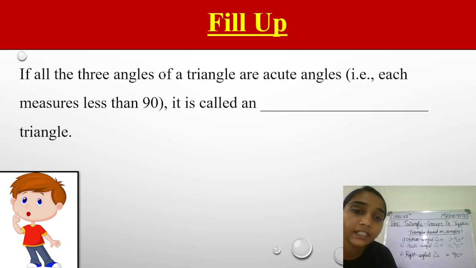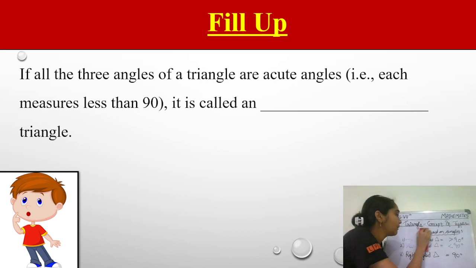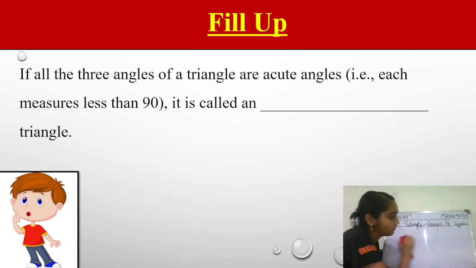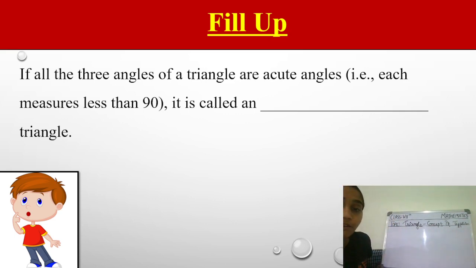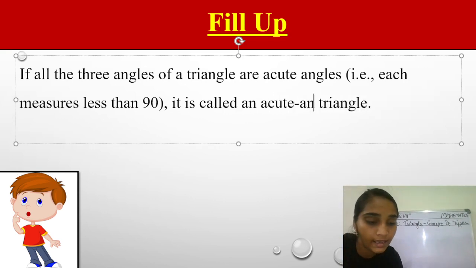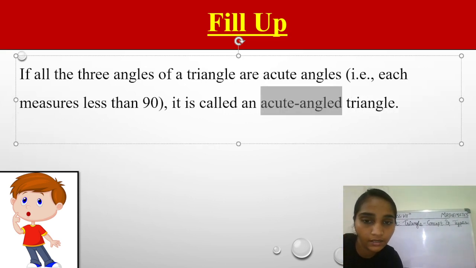Now it's time for you to fill in this blank. If all three angles of a triangle are acute angles, that is, each measures less than 90 degrees, it is called a dash triangle. What type of triangle is it called, students? Very good. It is called an acute angled triangle.